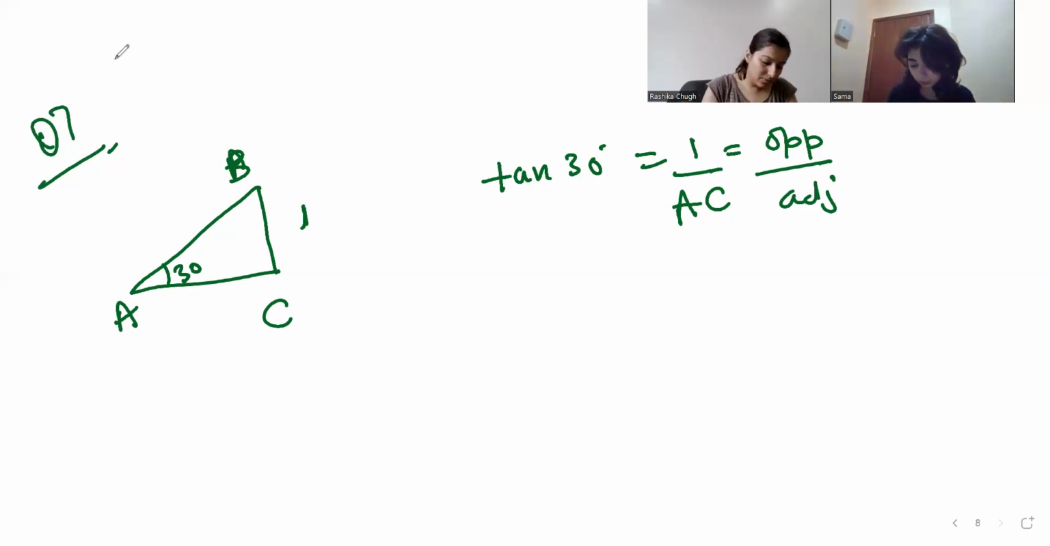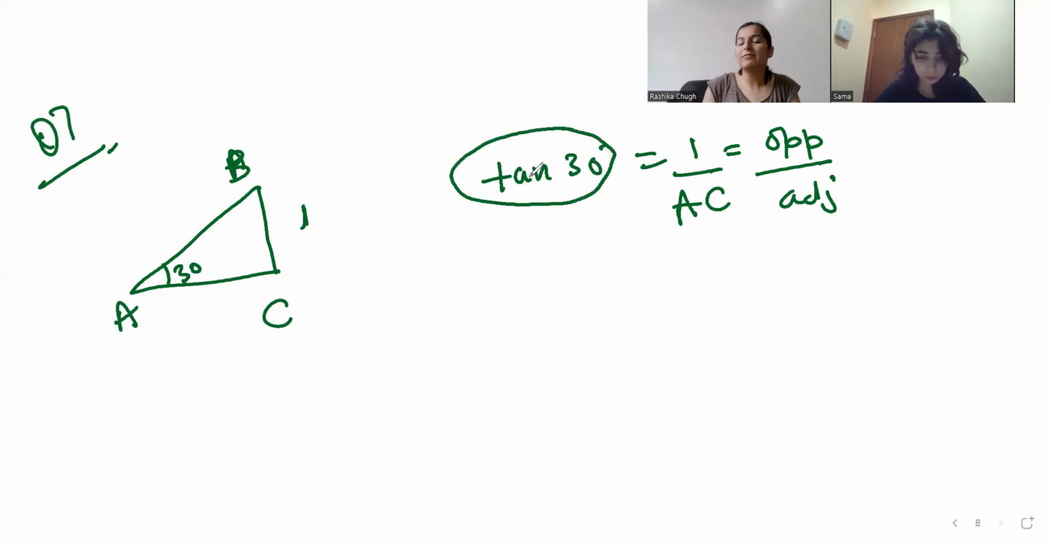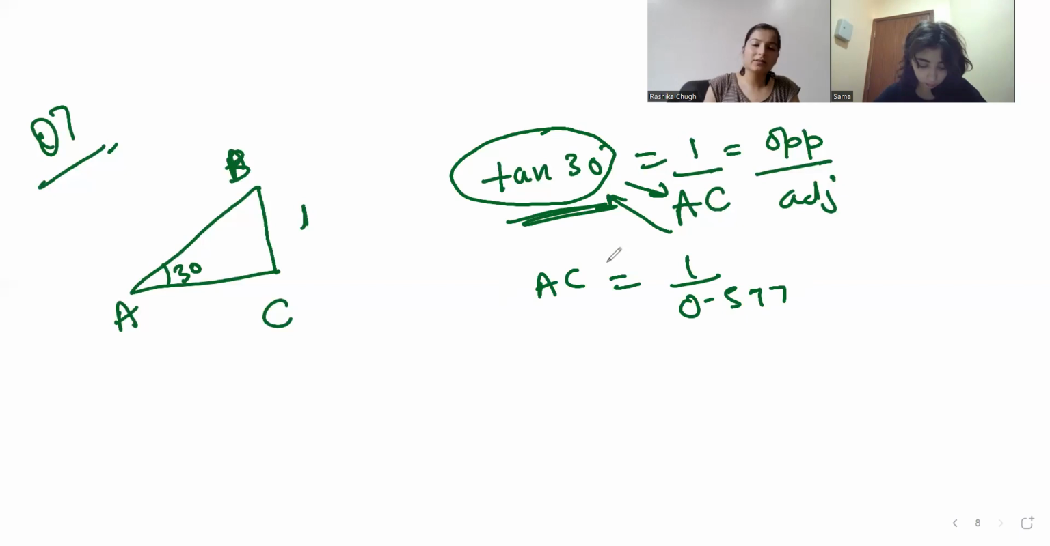AC would be 30. But it's tan 30. Firstly, find the value of tan 30 using a calculator. It'd be 0.577. Now divided by 1. I have taken AC over there and the tan 30 value over here. That's your answer.